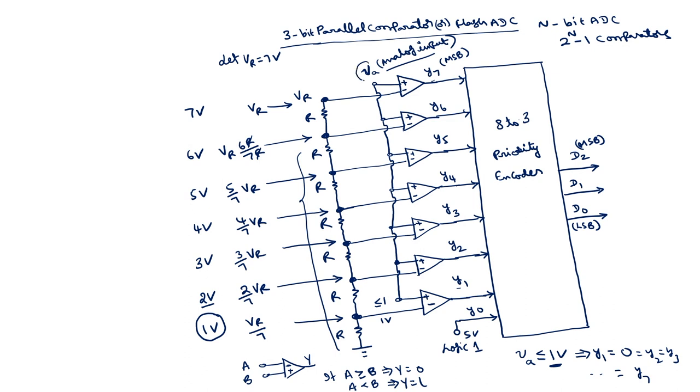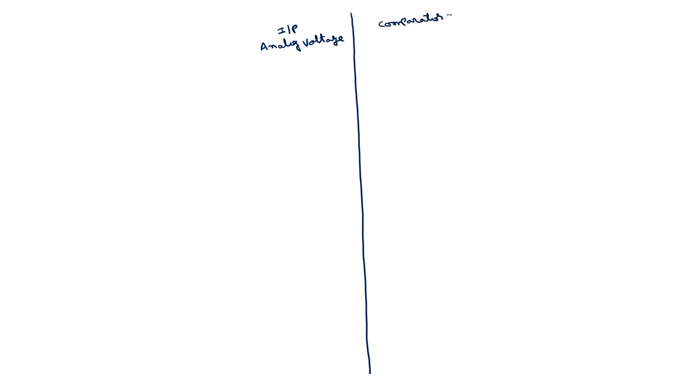If I apply VA which is slightly more than 1 volt, then the voltage here will be slightly more than 1 volt, and the output becomes 1. Similarly, if I apply a voltage here which is slightly more than 2 volts, this output is 1. If the voltage is slightly more than 3 volts, this output is 1. If it is slightly more than 4 volts, this output is equal to 1, and so on. So if you tabulate these values, it will be something like this: analog voltage, which is the input, and comparator output, which is also the input to the encoder.